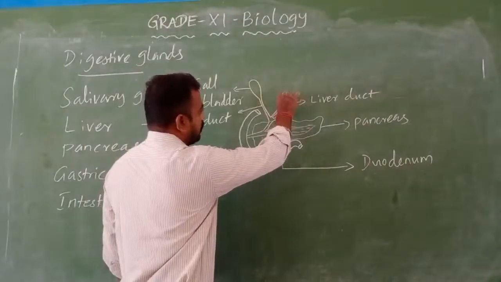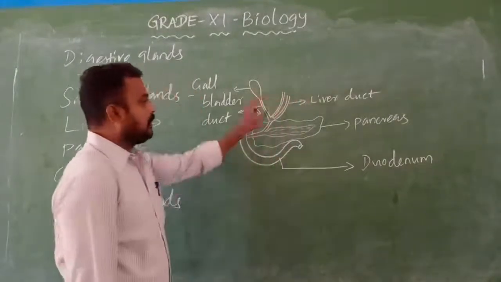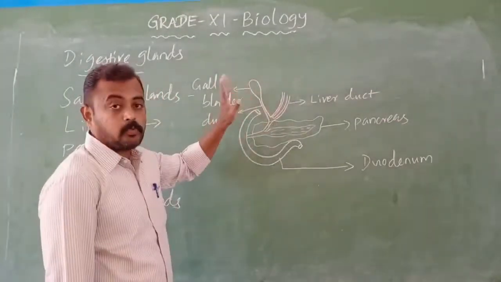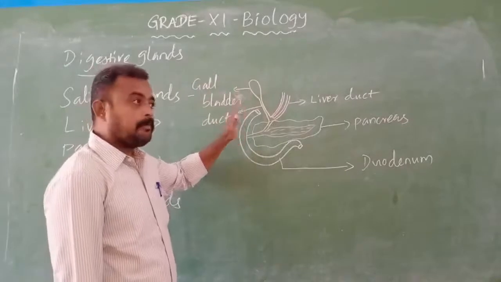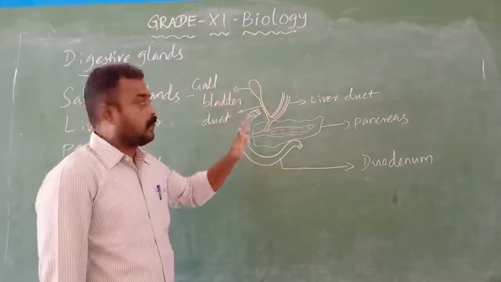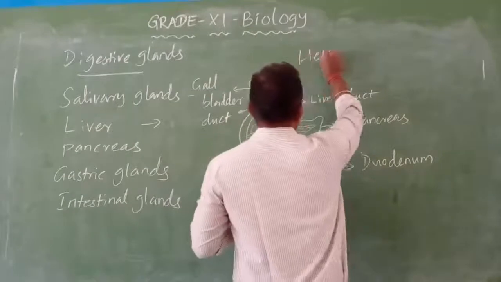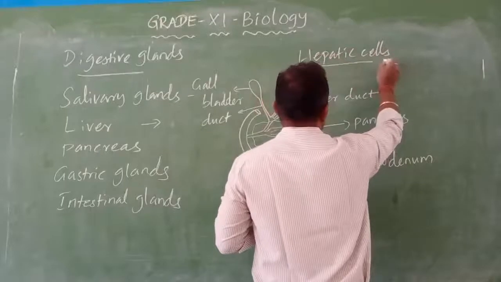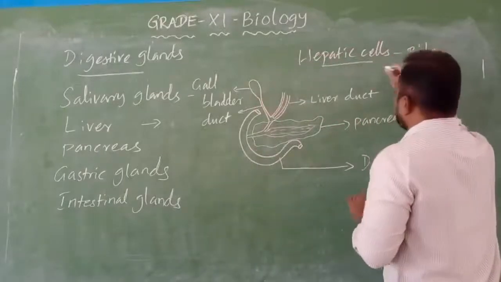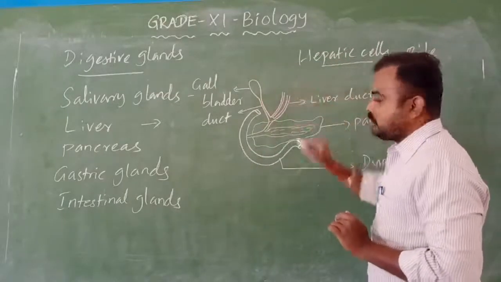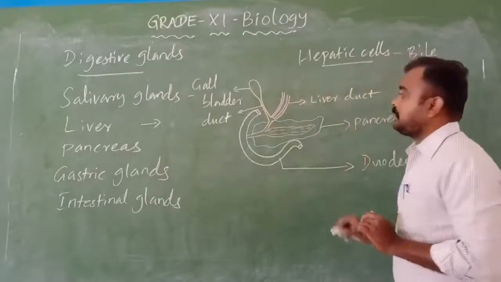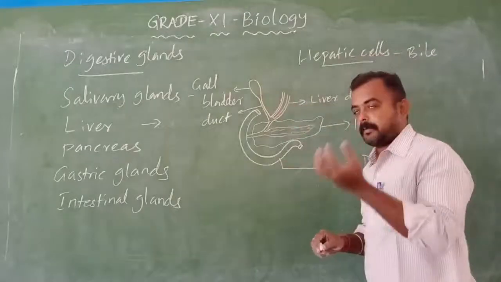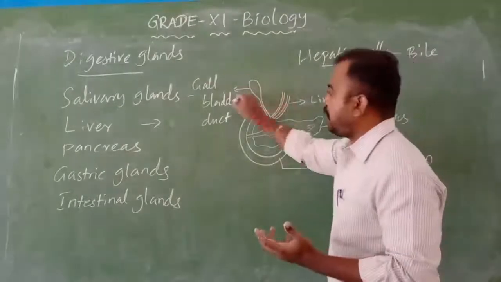The duct that comes from the liver carries bile, because the liver produces bile. Bile is produced by hepatic cells, as I already told. Hepatic cells produce bile. That bile is carried out by the liver duct. Here some bile juice is stored in the gallbladder.